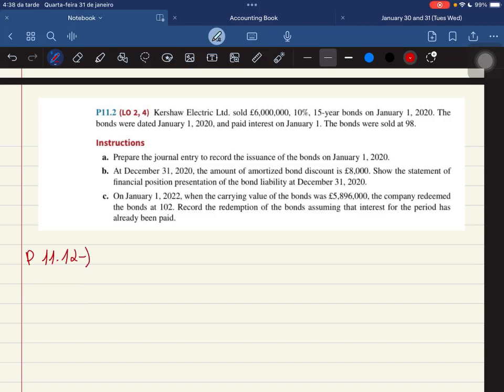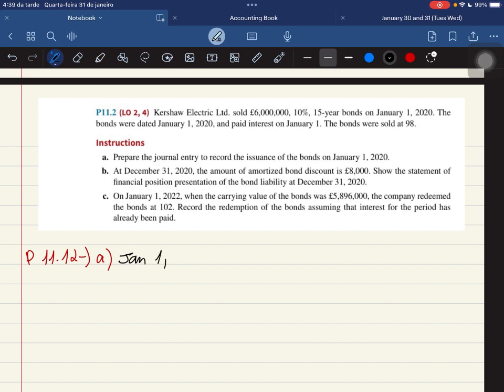Kershaw Electric Limited sold £6 million, 10% 15-year bonds on January 1st, 2020. The bonds were dated on January 1st, 2020 and paid interest on January 1st. The bonds were sold at 98. Instructions: Prepare the journal entry to record the issuance of the bonds on January 1st, 2020.